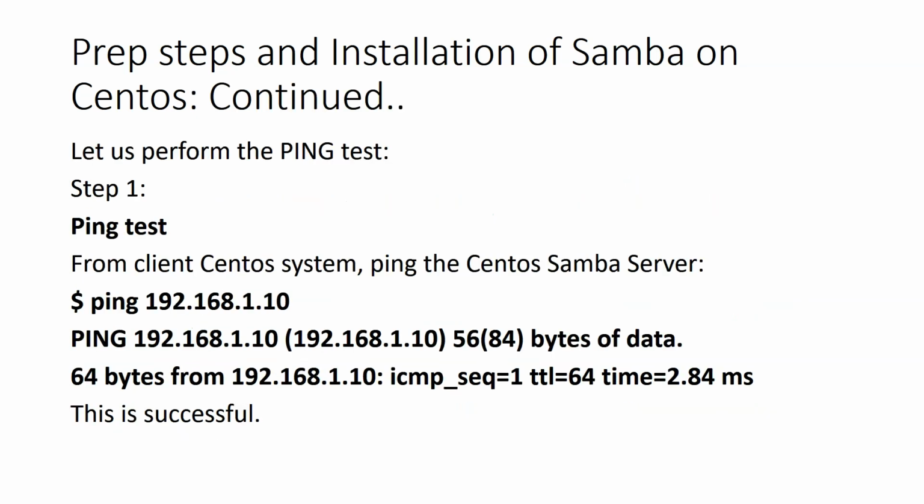We continue with the prep steps. Let us perform the ping test from the client CentOS system. Ping the CentOS Samba server. Ping 192.168.1.10. It is successful. We know that we can communicate from the server to the client and vice versa.